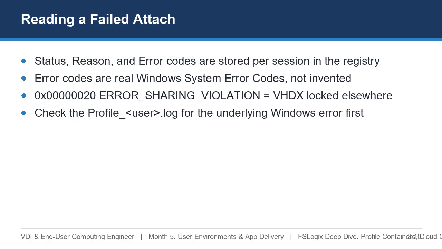When a profile won't attach, FSLogix leaves you 3 values: a status code, a reason code, and, critically, a Windows error code, because these come from real Windows system error codes, not something FSLogix invented. The one you'll see most often in the field is error 0x00000020, sharing violation, meaning the file is already open somewhere else. Always start by reading the profile log for that underlying Windows error before you touch permissions.